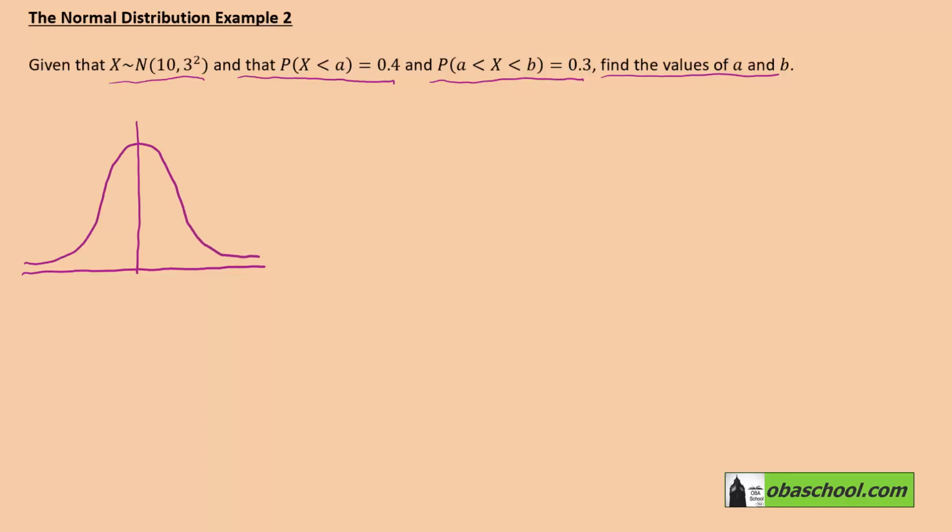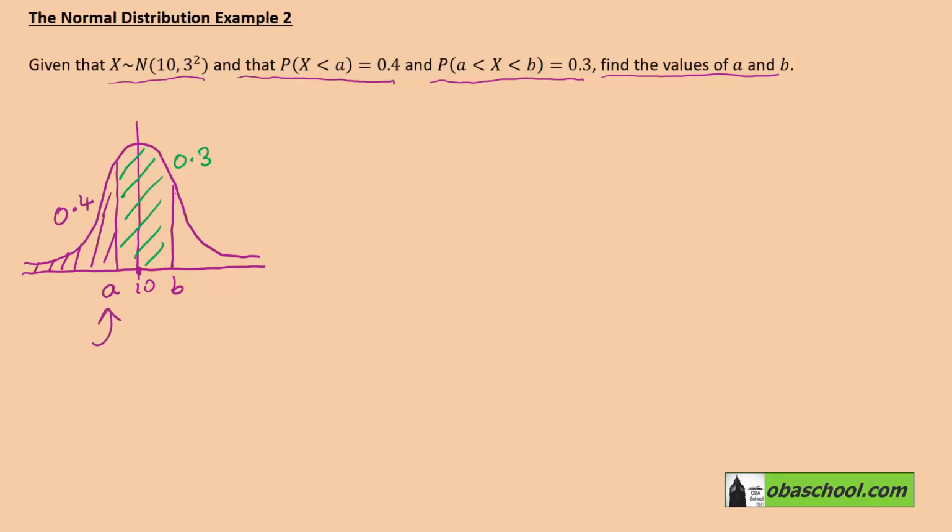So we know it's symmetrical, so if this is the mean here of 10, then we know that there's 0.5 either side. So the value of a must be here, such that the area here is 0.4. And then our value of b would be here, so that the green shaded area here is 0.3.